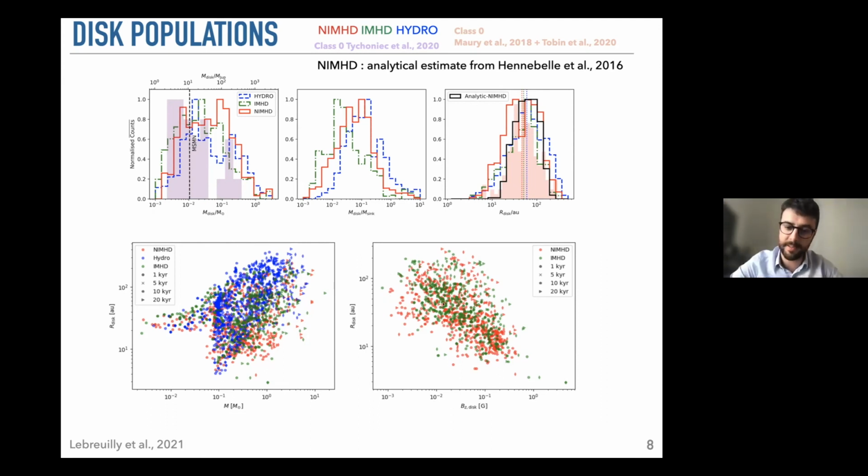There is also a dependence of the radius of the disk on the vertical component of the magnetic field, which is expected from the magnetic braking theory. When we have a stronger vertical magnetic field, we have a smaller disk because the magnetic braking is more efficient.